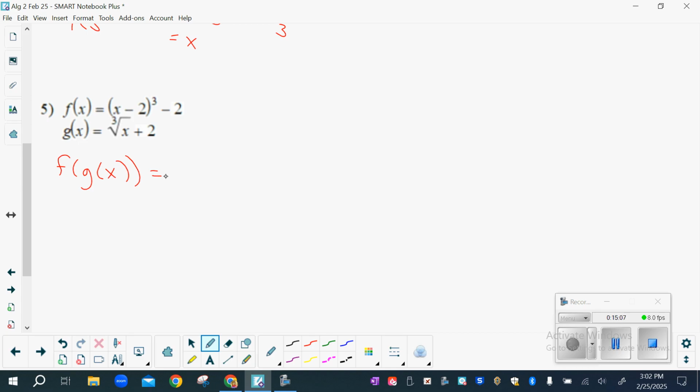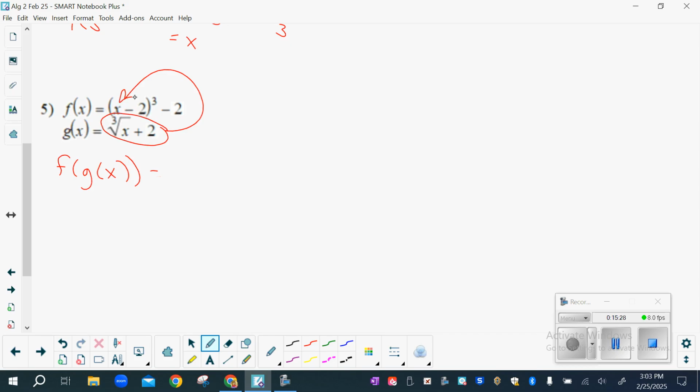Okay, last one, f composed of g of x. So we're going to take our g of x function on the inside, and we're going to put that into our x in the other equation. You guys are almost there, almost close. You're really close to me not doubling it.